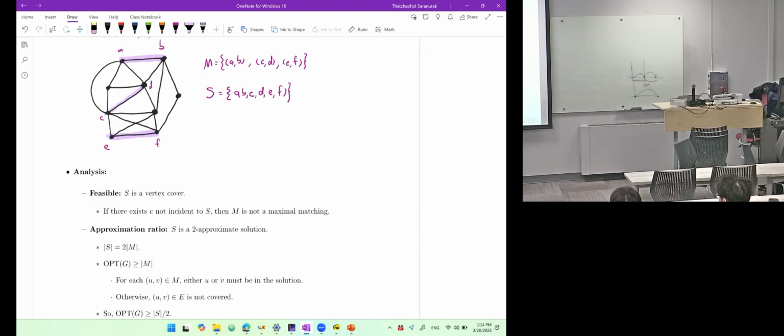So for each matching edge, it must contribute 1 to the optimal solution. So the optimal solution has size at least M. Your solution is at most 2M. So you get that you're as good as the optimal solution up to a factor of 2.